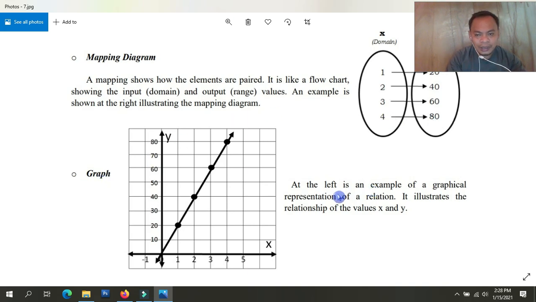And graph. At the left is an example of a graphical representation of a relation. It illustrates the relationship of the values of x and y. So based on our example earlier, our x is 1, 1 hour, and our rental payment is 20. This is y, 20. If we rent for 2 hours, what we pay is 40. If 3 hours, 60, right? If 4 hours, 80. So, this is the graph.